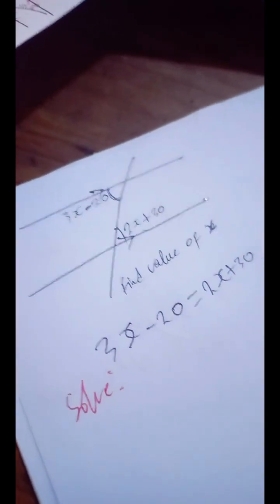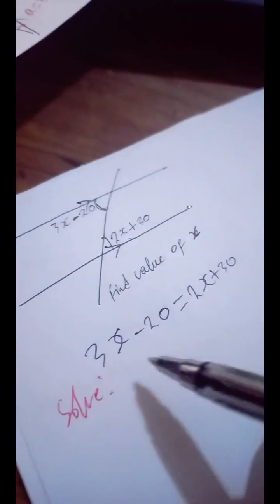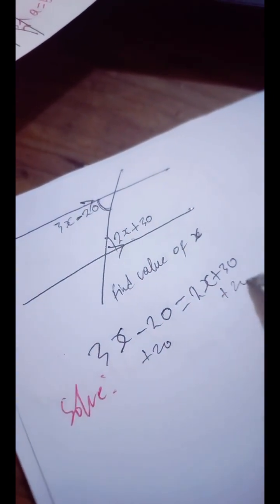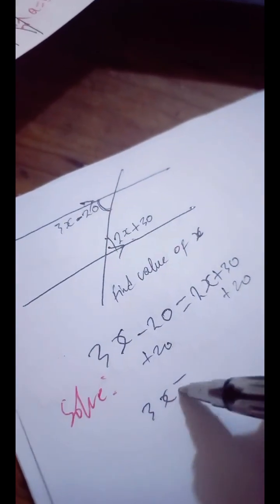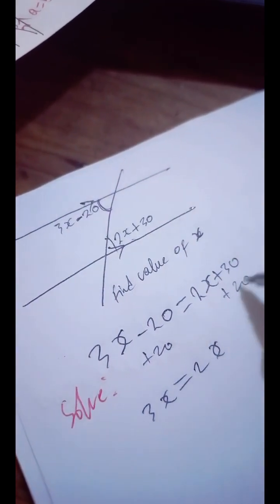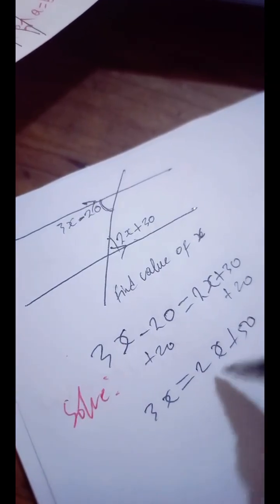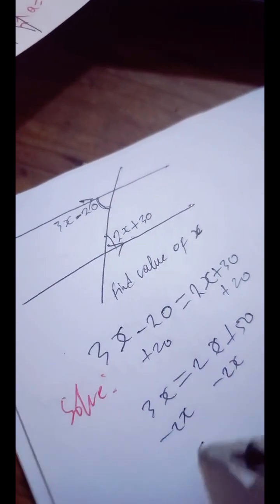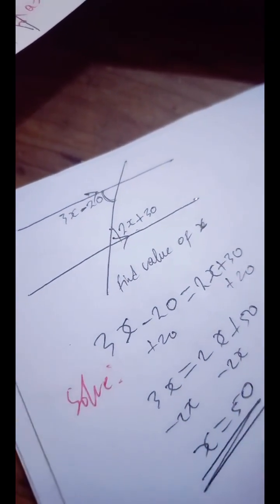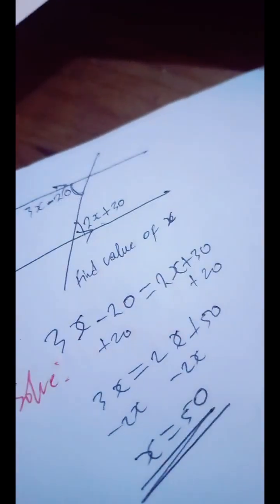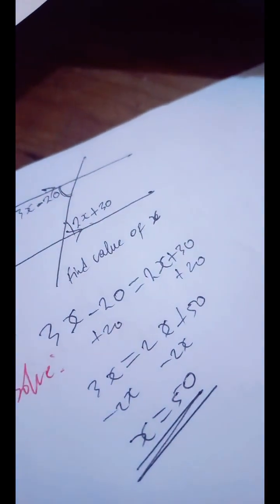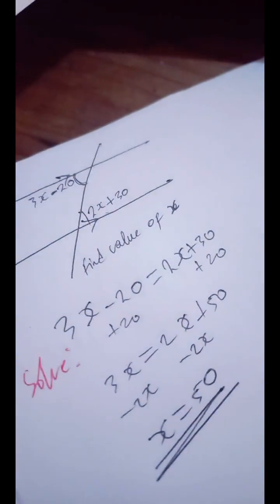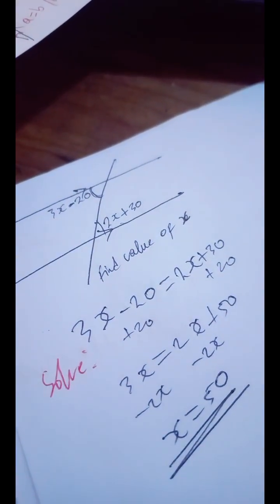We want to solve for x. So we add 20 to both sides, which means 3x is equal to 2x plus 50. We want to remove x from this side, minus 2x minus 2x. x is equal to 50. This is how you solve a question like this.